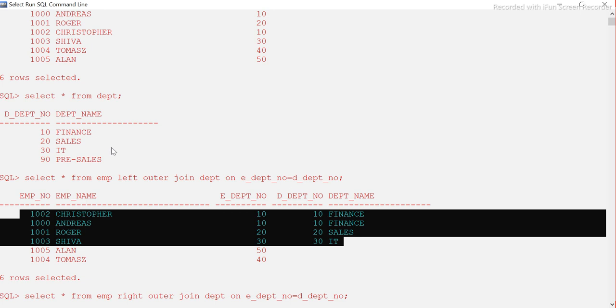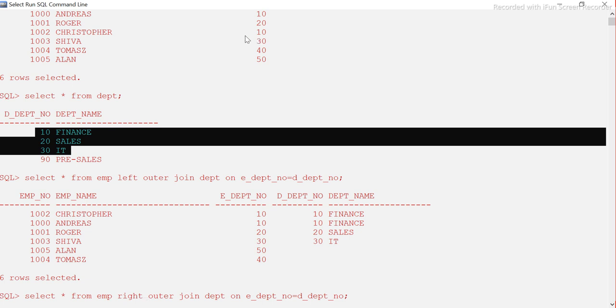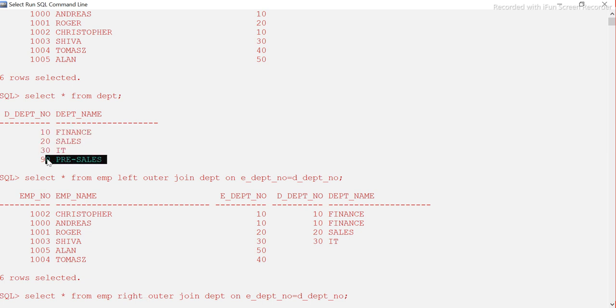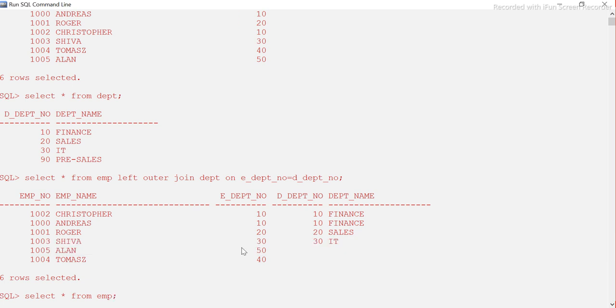And then what is not matching? Here 10, 20, 30 are matching, and we have 4 records, so we will get 4 records as part of matching. And the right table is this, so we are actually getting 90 pre-sales. So we will get 90 and pre-sales here, and the other columns will be null, null, null. So we will essentially get 5 records, 4 matching and 1 from the non-matching. But here it will be null because in the left table it is not matching, so the left table's columns will be displayed as null.